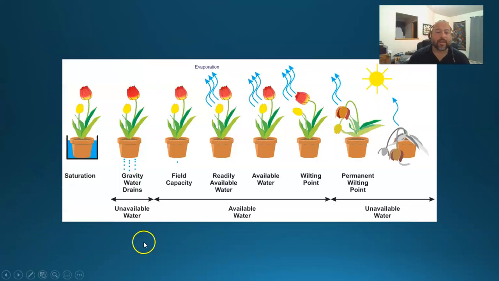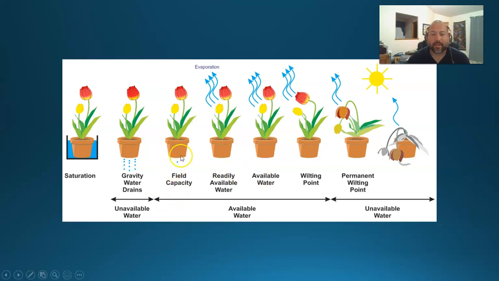So here's a look at it when we're saturated. Sometimes that's a good thing, sometimes that could be a little bit too much. But if we're saturated and we've got too much water, we're going to get that gravitational water coming out. So we're getting gravity water draining, and that's unavailable water to the plant. However, if it's out there in the environment, good for us. It's going to go down into the aquifer, and we'll have more groundwater available.